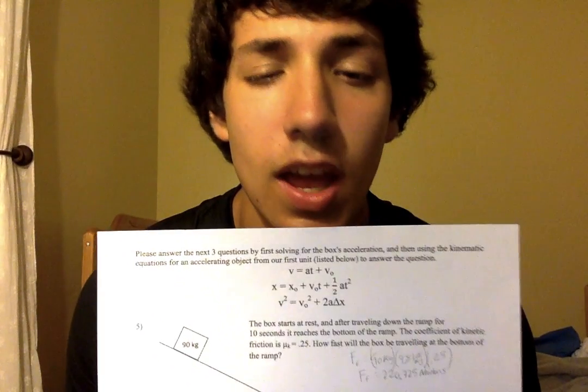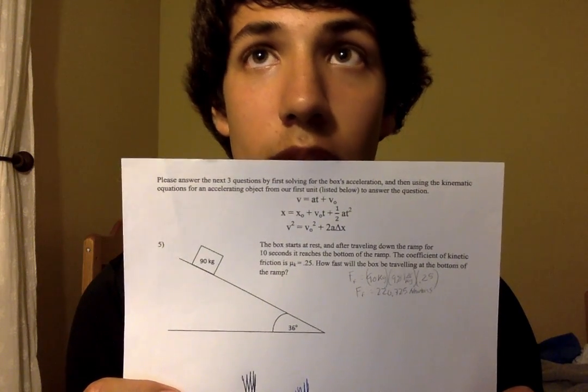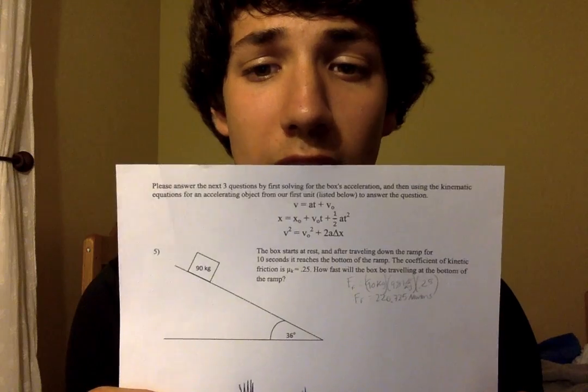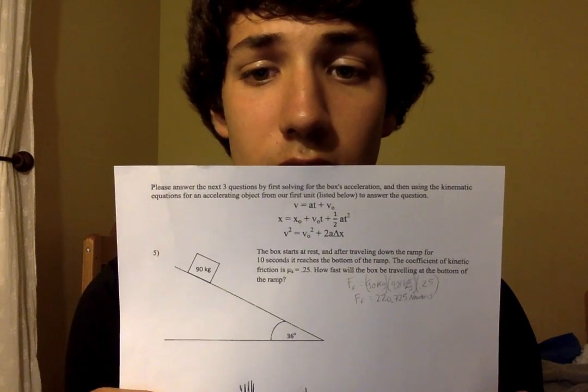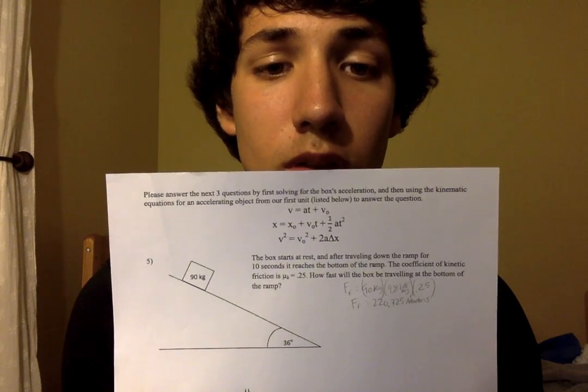So, in this problem, we want to find how fast the box will be traveling at the bottom of the ramp. And in this problem, we see that the ramp is at a 36-degree angle. The box is 90 kilograms, and the box starts at rest, and after traveling down the ramp for 10 seconds, it reaches the bottom of the ramp. The coefficient of kinetic friction is 0.25.